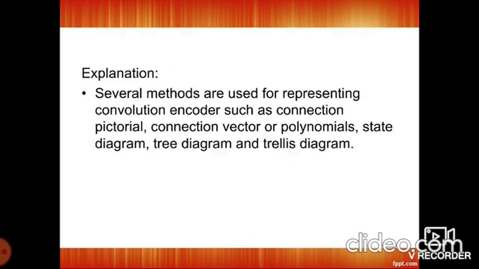As explained, there are several methods for representing a convolutional encoder, that is pictorial, connection vector, polynomial, state diagram, trellis diagram, tree diagram, etc. These all are ways to represent convolutional codes.